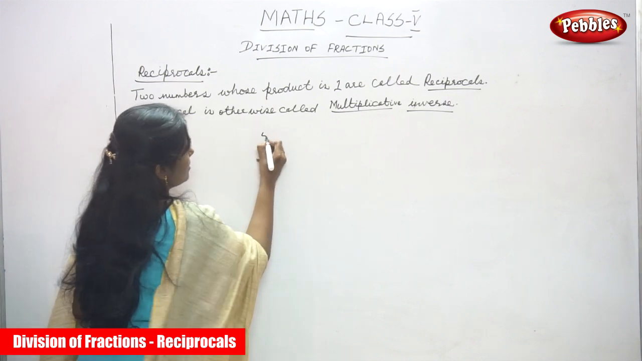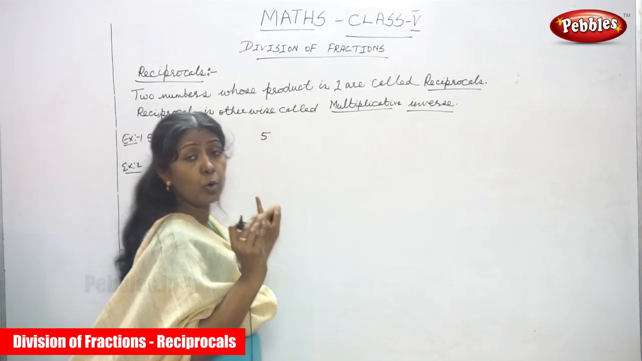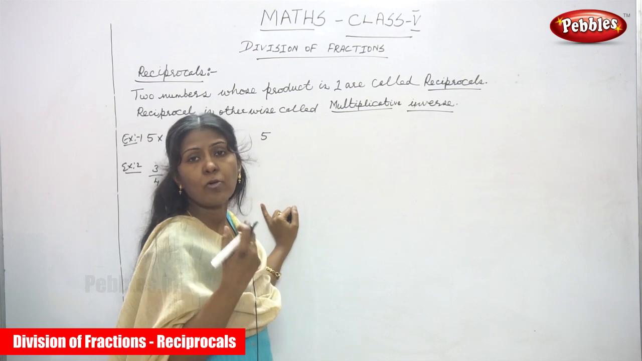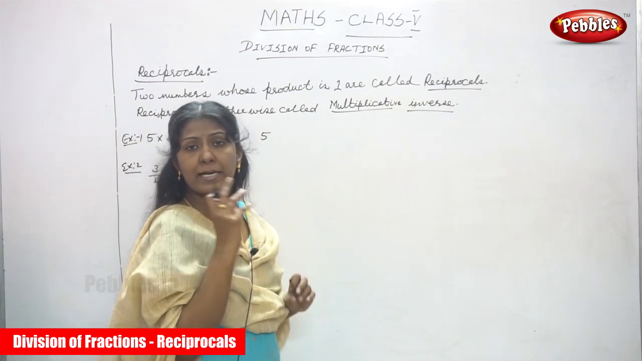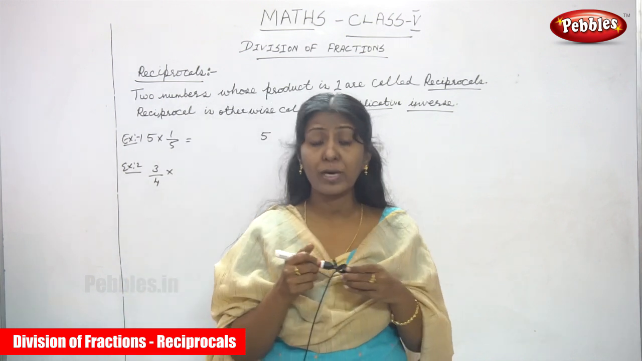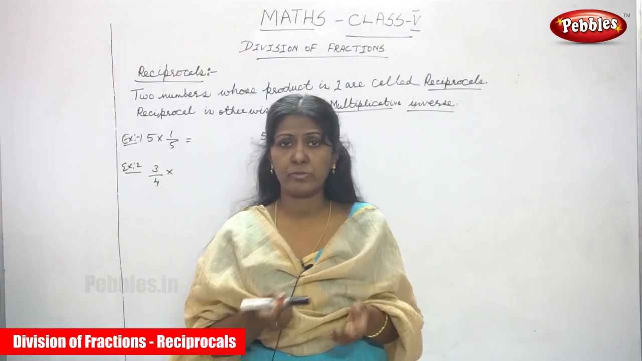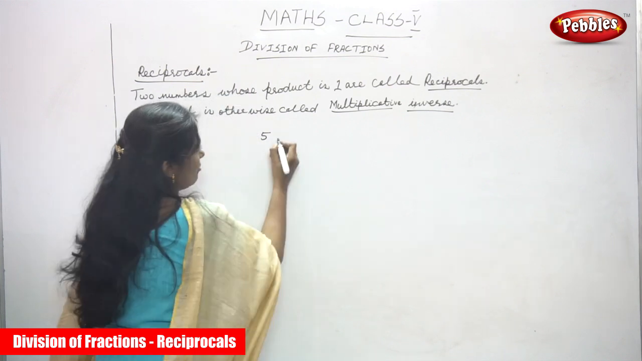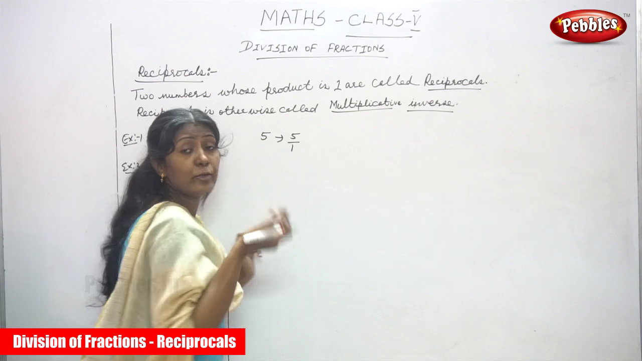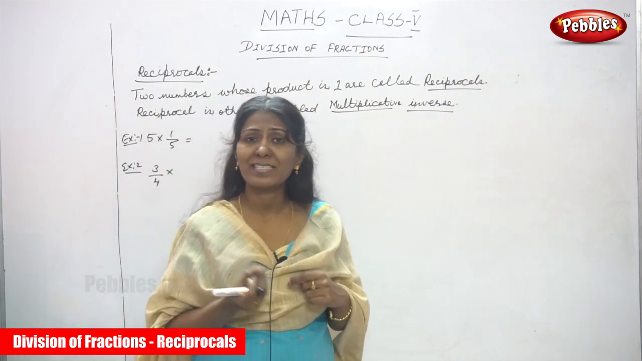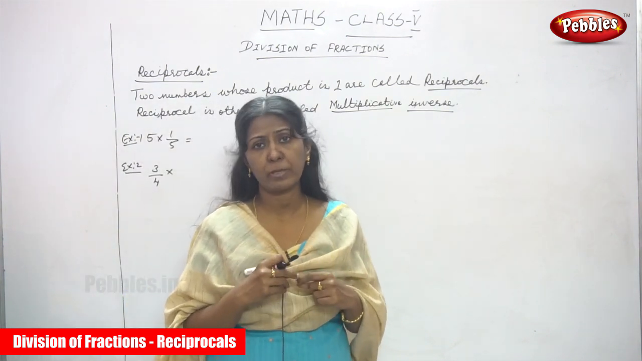So look at the number, it is 5. 5 is a whole number. What is the reciprocal of 5? You have to write 5, but there is no denominator. First, 5 is a whole number, so you have to make it a fraction first. So 5 becomes 5 by 1, because there is no denominator. You have to consider 1 as the denominator. So 5 divided by 1.